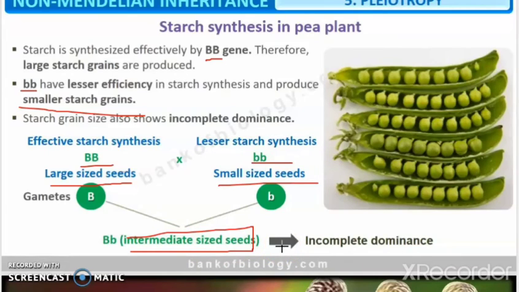They have intermediate sized. So if the starch grain size is considered as the phenotype, then from this angle the alleles will show incomplete dominance, because along with the dominant trait, a new character is also getting expressed, not the recessive one, the new character, which is the intermediate sized seeds. That is called incomplete dominance. Okay, so from this we can understand dominance is not an autonomous feature of a gene or the product that it has information for. Right?